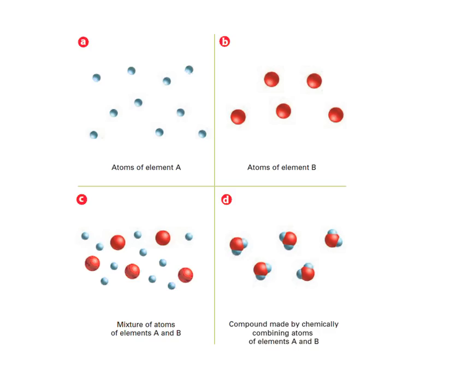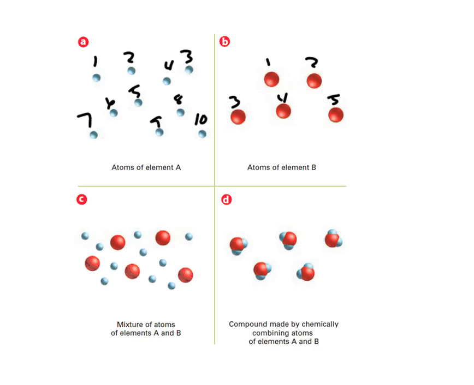Now, if I just mix the two elements like I do in quadrant C, quadrant number 3, that's not changing what they are. They're just a mixture of elements A and B. But if I chemically combine them like I do in the fourth quadrant, then they become something different from their original elements. Let's go ahead and count them out: 1, 2, 3, 4, 5, 6, 7, 8, 9, 10. I had 10 hydrogens, and I had 1, 2, 3, 4, 5 oxygens.